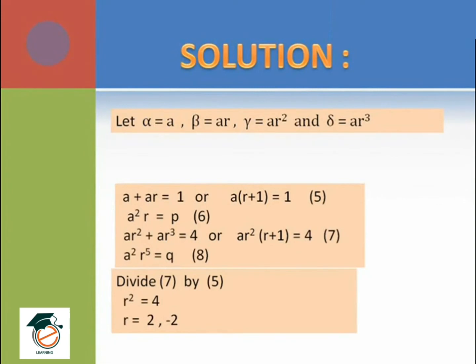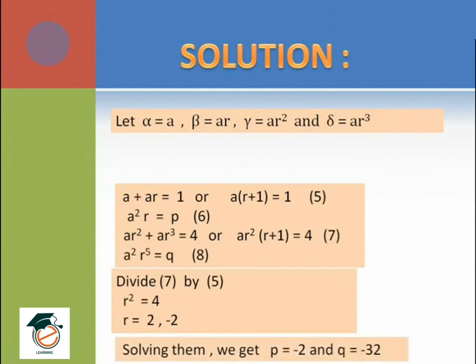And when we substitute the values of r, we get the value of a, and when we substitute the values of a and r in this equation and in this equation, we get the values of p and q. So solving them, we get p equal to minus 2 and q equal to minus 32. And so what we can say? We can say that option number A is correct. Thus the value of p is equal to minus 2 and q is equal to minus 32.